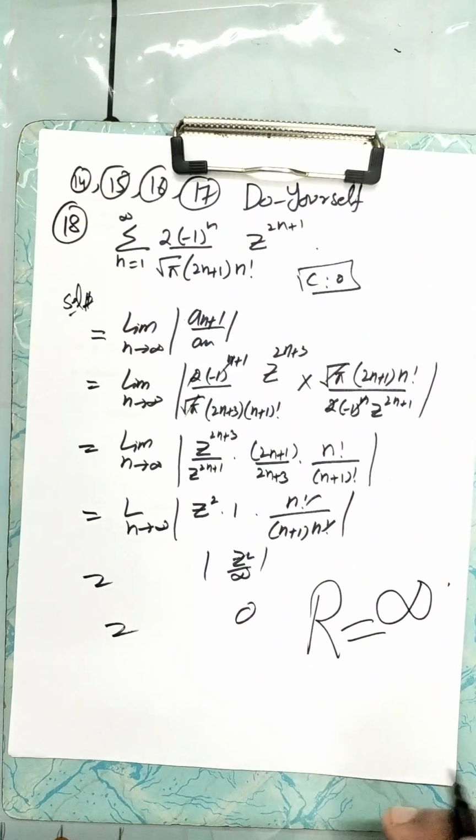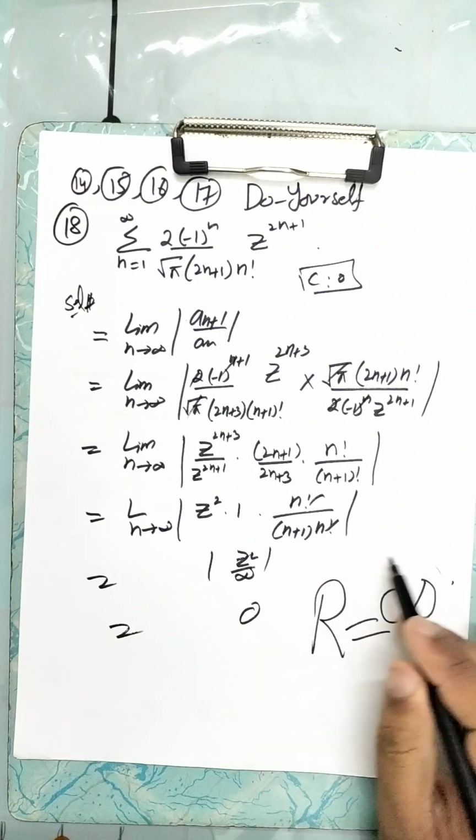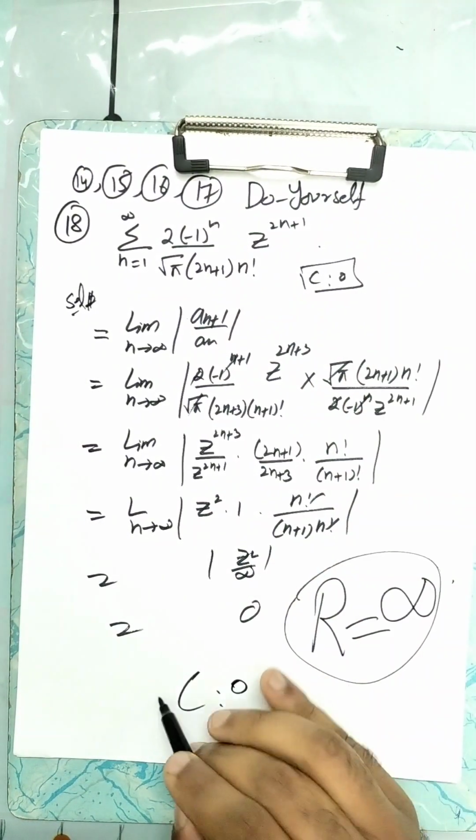So here the radius is infinite, and the center is 0.